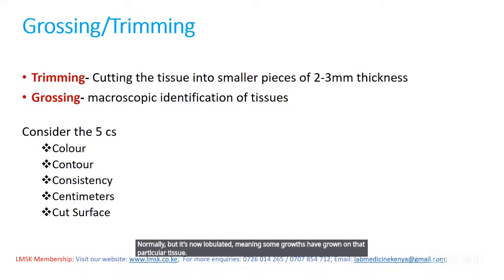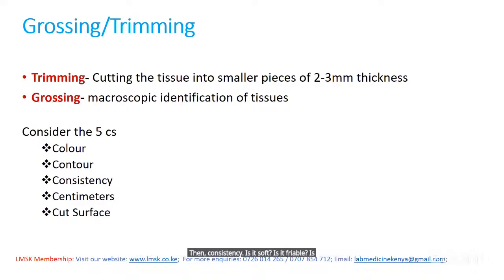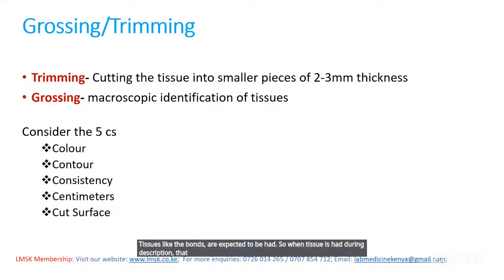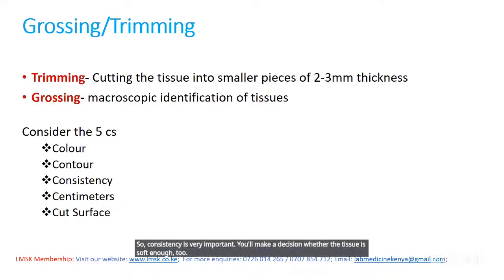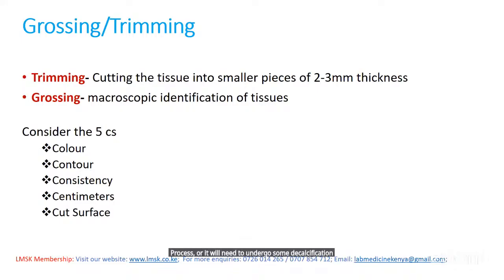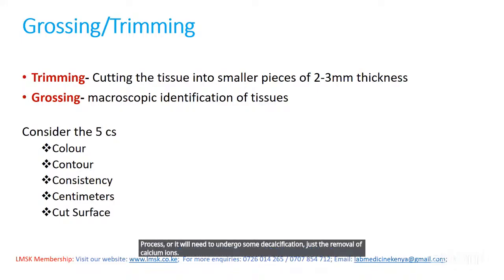Then consistency. Is it soft? Is it friable? Is it hard? Tissues like bones are expected to be hard. So when tissue is hard during description, that will tell you that this tissue cannot be processed unless it has undergone decalcification. If you process it that way, it will not process well, and it will also cause damage to the cutting edge of the microtome knife, which we'll see as we go on. So consistency is very important. You will make a decision whether the tissue is soft enough to process, or it will need to undergo decalcification, just the removal of calcium ions that makes the tissues hard.